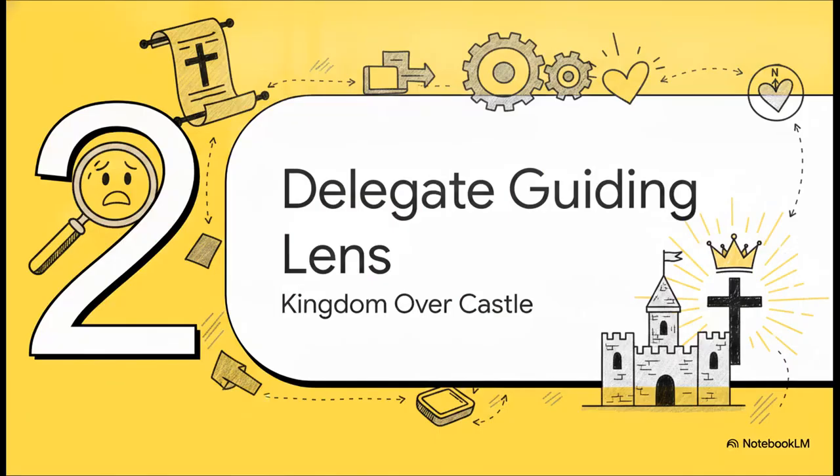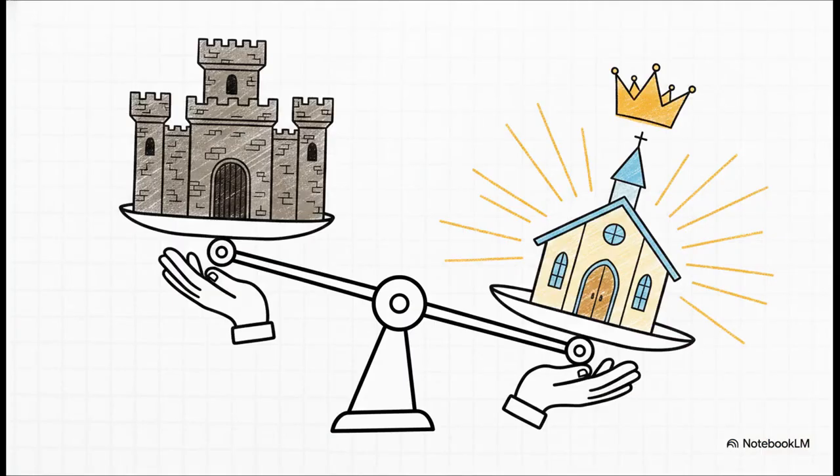Section 2. The Delegate Guiding Lens. Kingdom over Castle. As we evaluate these grouped items, we can't just ask a dry procedural question like, was the previous action valid? We have to apply a concerned but fair missional lens. We call this the kingdom over castle mentality.